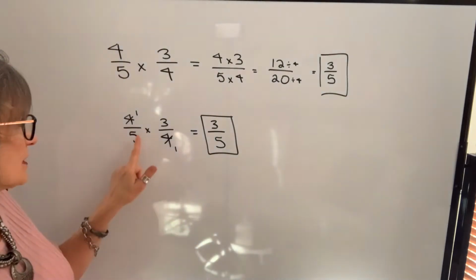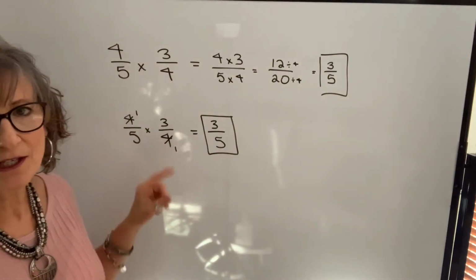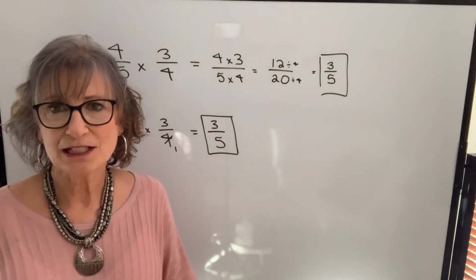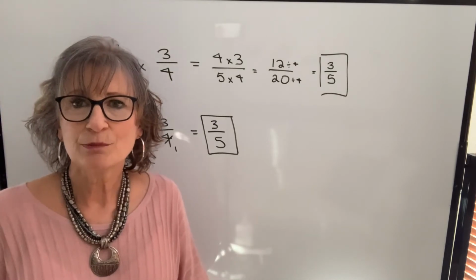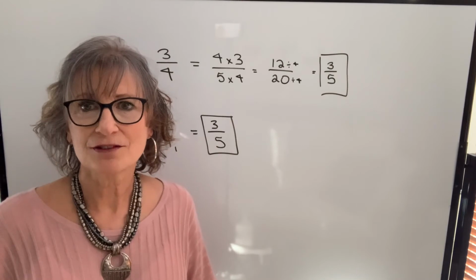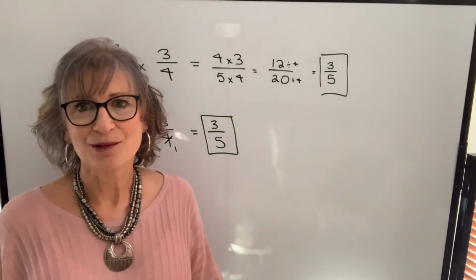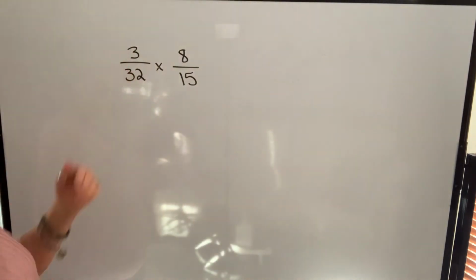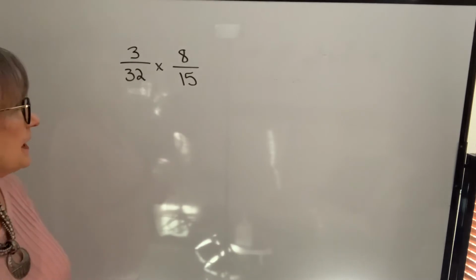So if it's possible to cancel before you even multiply, I recommend that you do so, because you're going to be working with smaller numbers and you're not going to have to worry about reducing when you get your answer. Let's take a look at another example. This next example is 3 over 32 times 8 over 15.